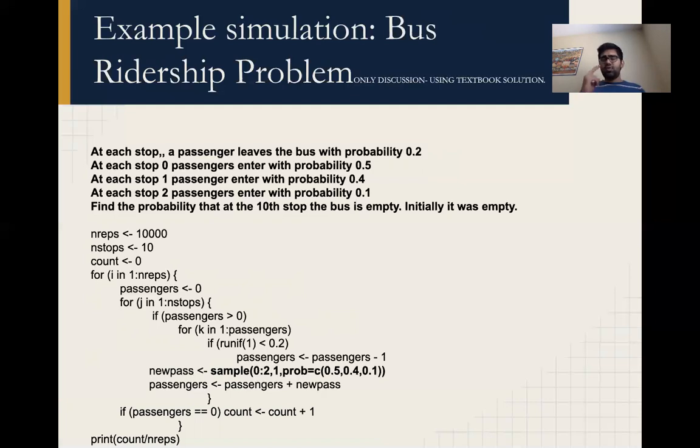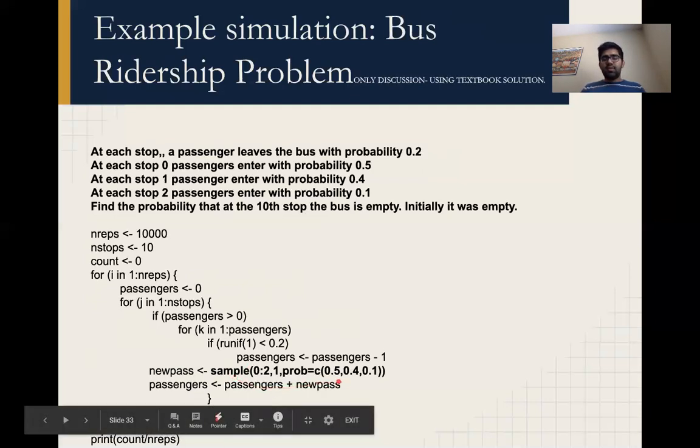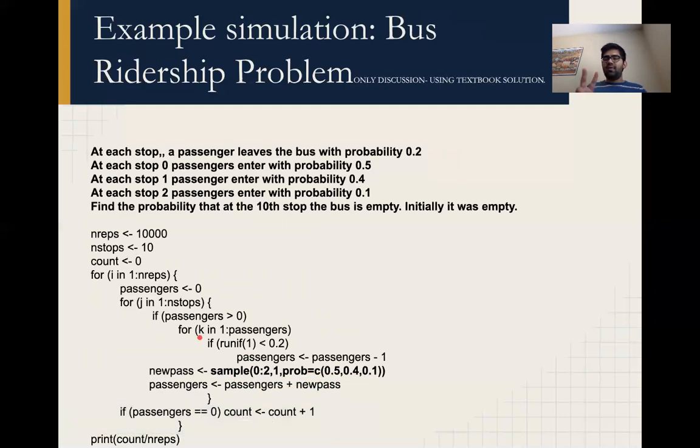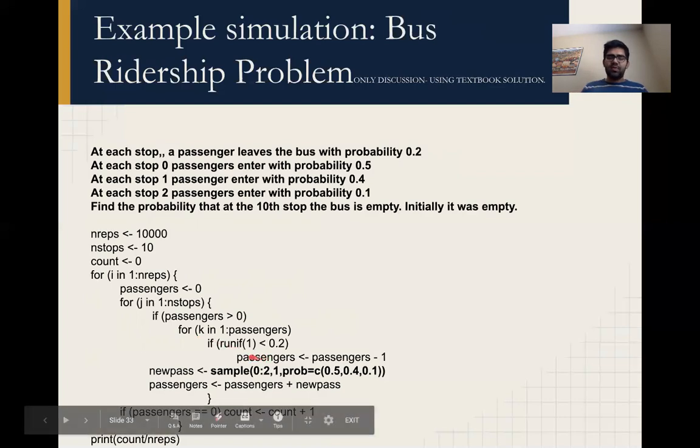That's what they did. So just 2 things to look at here. The first one is the sample function here, where you gave the probability weights. And there were 2 events, leaving the bus and getting on the bus. Leaving the bus was handled by this function right here for every passenger. So that's the passenger leaves the bus, right? Every passenger gets this chance, and the passenger count can keep on decreasing for k values.